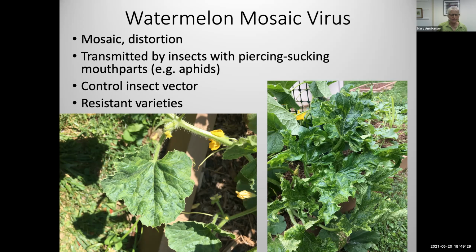So those symptoms of the mosaic are very characteristic of virus. There's almost nothing else that would cause that, unless you had like a genetic variety that was bred for variegation, but typically it wouldn't be bred for that distortion. So you can usually tell that it's a virus.